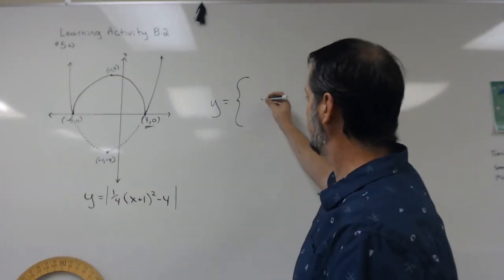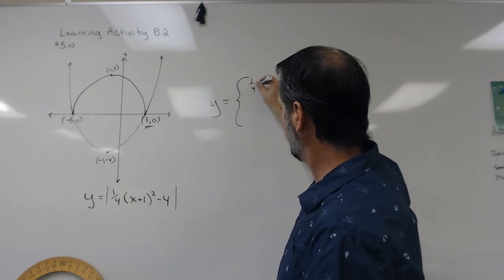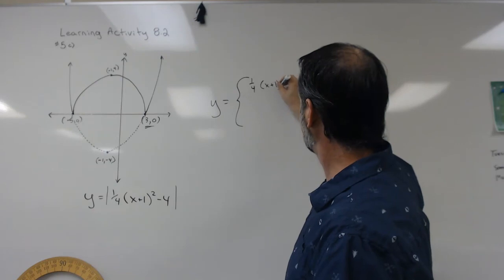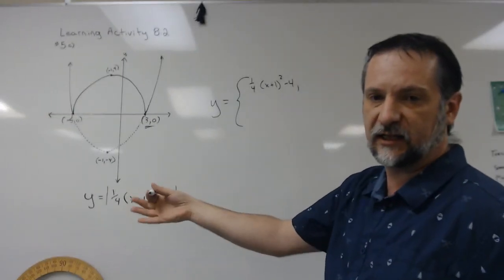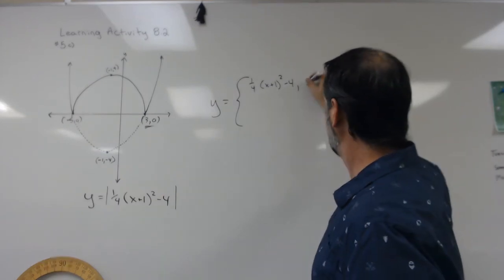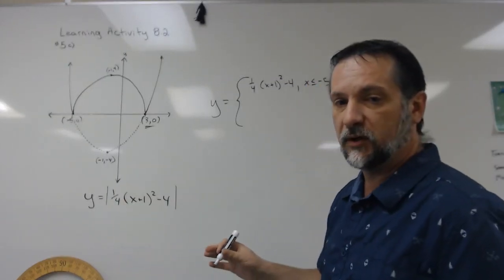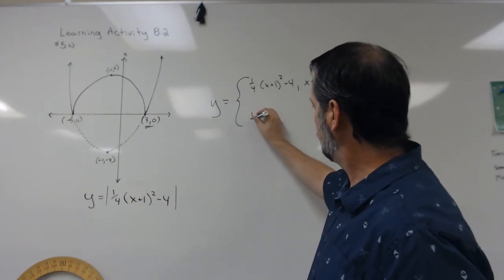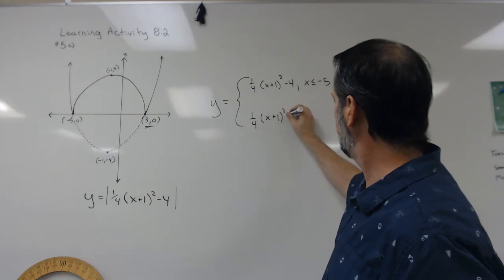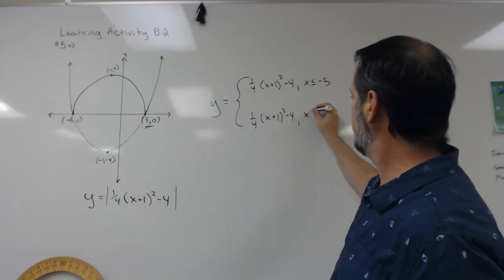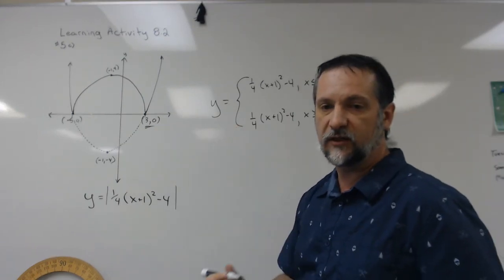So the first piece is y is equal to 1/4 times (x plus 1) squared minus 4 when x is less than or equal to -5. Right? I'm also going to have, I'm going to skip and make a little one here. y is going to equal 1/4 times (x plus 1) squared minus 4 when x is greater than or equal to 3. Those are the two pieces.